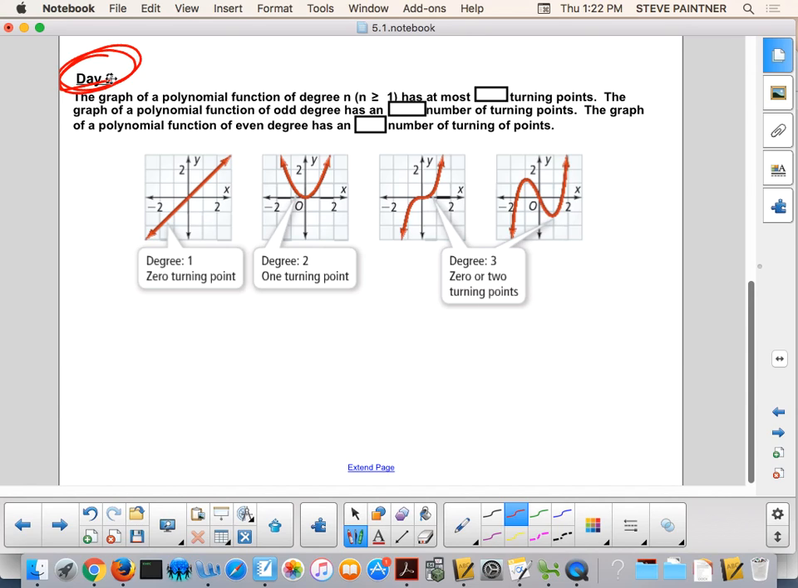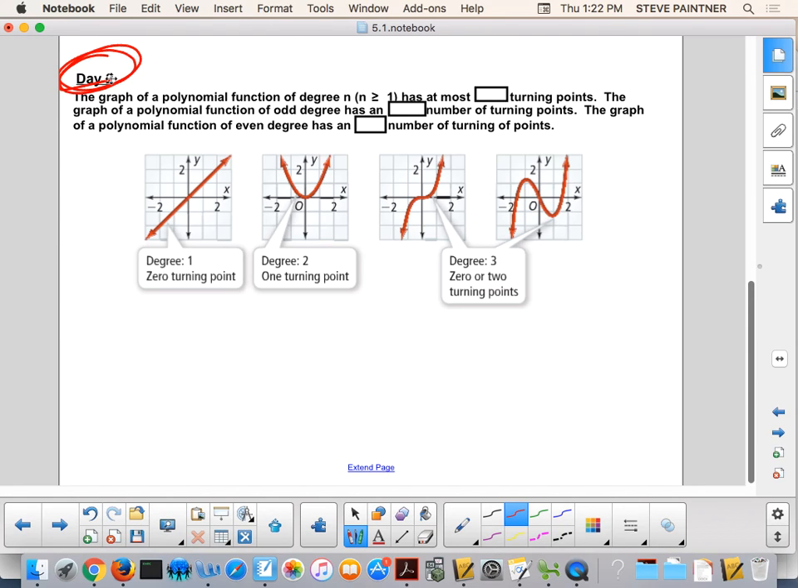You know you can take a polynomial, you can classify it by number of terms, you can classify it by degree. Degree to me just means what's its name. And then you can tell me something about the end behavior: up, up, down, down, up, down, or down, up, down, up. But now here's one more thing you can tell me about a polynomial. You can talk about how many times it turns.